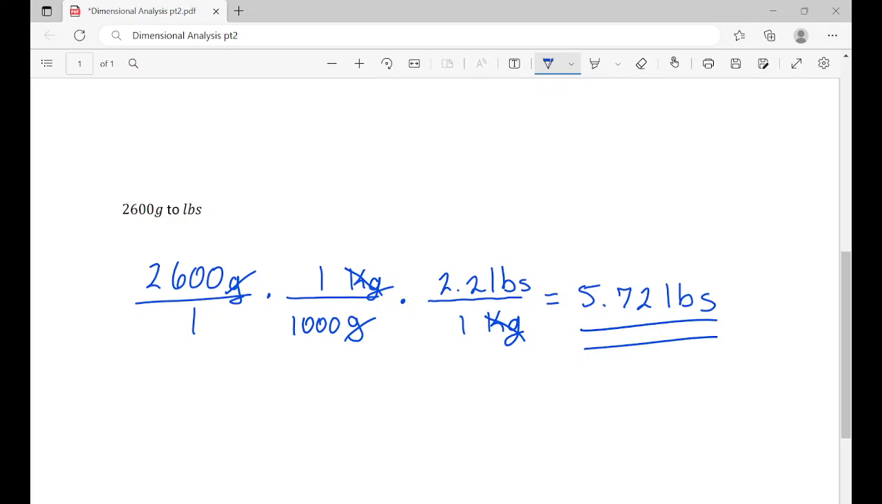pounds. So just like with the one before, we can't just go straight from grams to pounds with what they've given us. We're going to have to do an intermediate step so we can convert it to kilograms, and then from kilograms we can get to pounds using dimensional analysis.